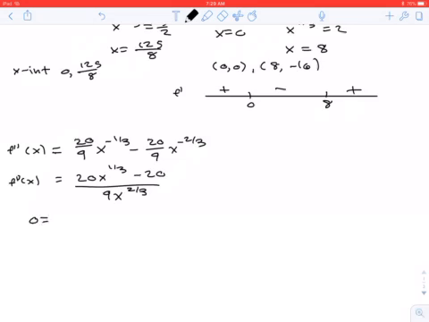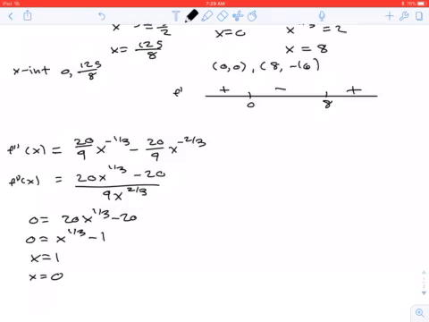So then we set it equal to 0, and I look at both the numerator and the denominator. Let's start with the numerator. The numerator equals 0 when we get this, so when x equals 1. And then the denominator equals 0 when x equals 0.